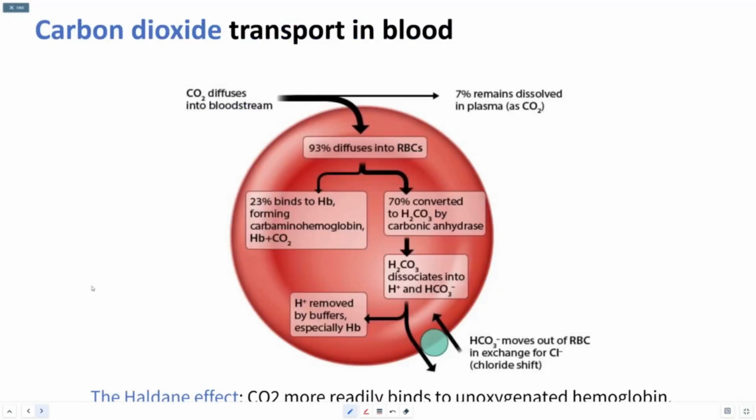CO2 transport. Carbon dioxide is transported in the blood from the systemic cells to the alveoli through dissolving in the plasma, about 7%. Attached to the globin portion of hemoglobin is about 23%, and bicarbonate is about 70%. So the majority is going to be in the bicarbonate form, also known as HCO3-. The Haldane effect states that CO2 binds a lot more easily whenever the hemoglobin is unoxygenated.